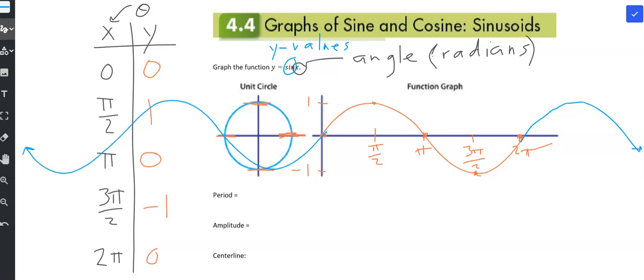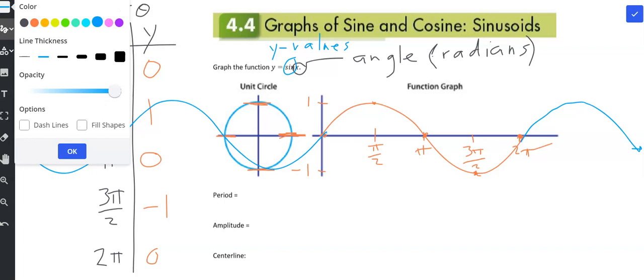Now, how many of these things do I want you to draw? Do I really want you to draw 17 of them? No. Okay? Pretty much we're going to draw one of them, maybe put some arrows on the end and be done with it. If you understand how to draw one cycle, I'm pretty sure you could duplicate it.